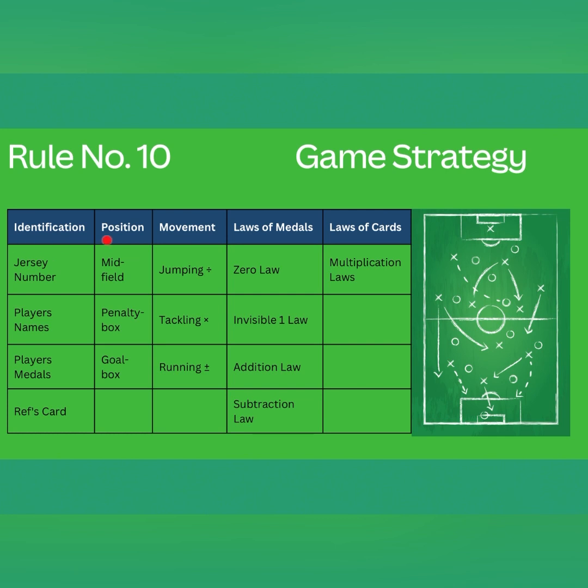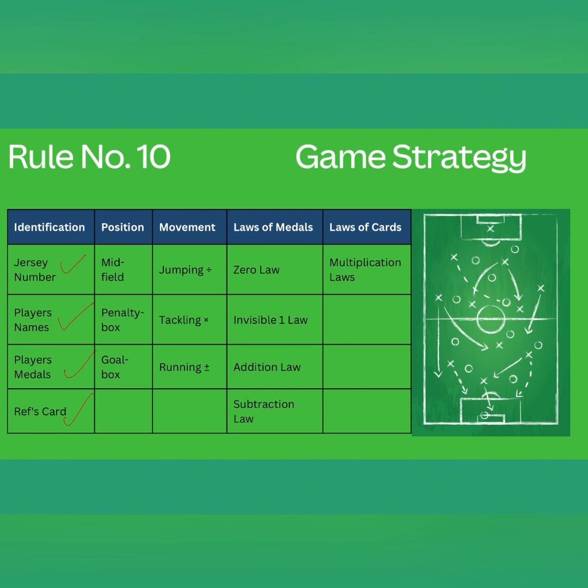So for identification, we need to remember the jersey number. How to identify the jersey number. How to identify the players' names. How to identify the players' medals. How to identify the ref's cards. So once you've identified all of these, you know your players, how they look, what numbers they are, what their names are, what their medals are, and what their cards are. You can move on to the next thing.